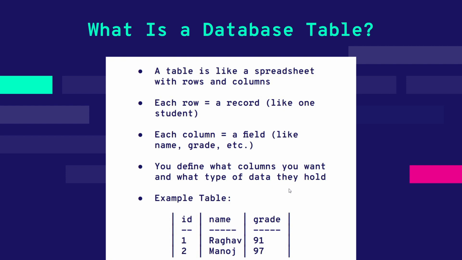You define what columns you want and what type of data they hold. This is an example table: ID is 1, name Raghav, grade 91. ID 2, name Manoj, grade 97.